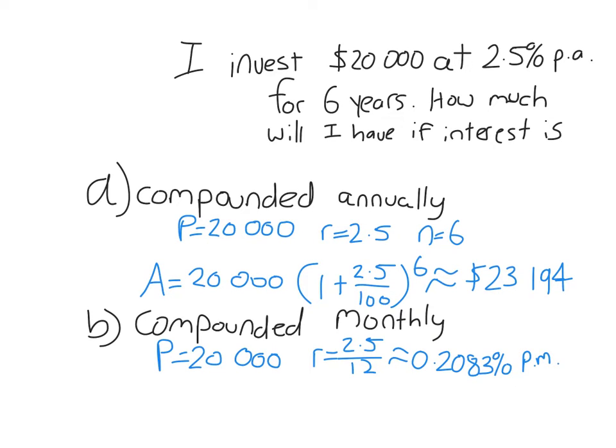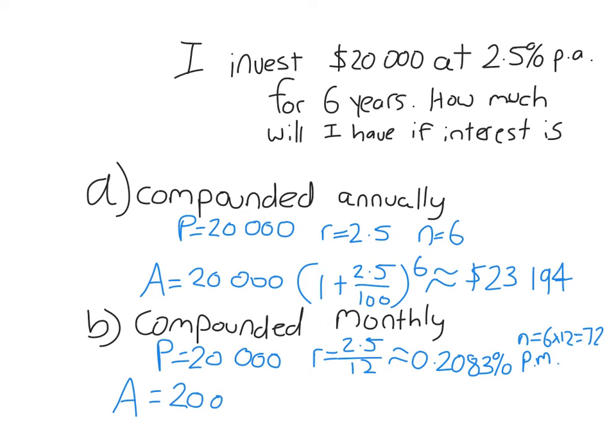Now, in this case, N, again, is the number of times the interest is recalculated, the number of increases, but it's not 6 because I'm compounding, I'm increasing the amount in the account. I'm recalculating the interest 12 times each year for 6 years. So N will be 6 times 12, which is 72. And that is the number I need to put in the formula. So once you've worked out P, R, and N, it's exactly the same as what we just did.